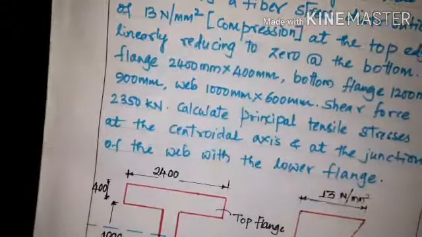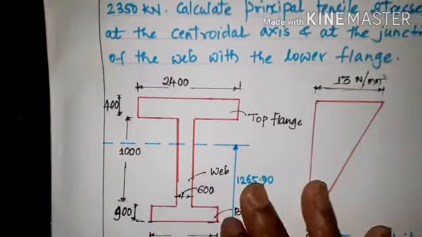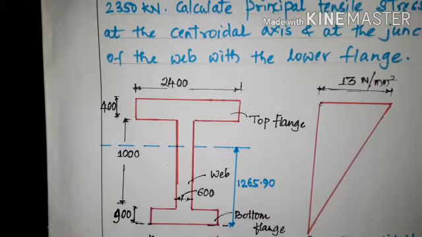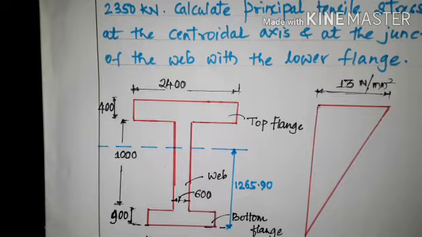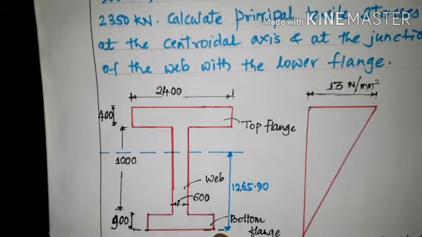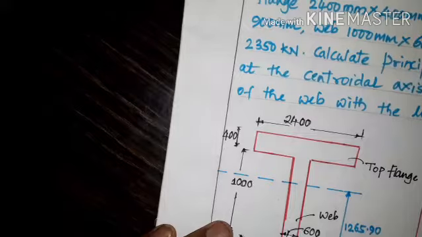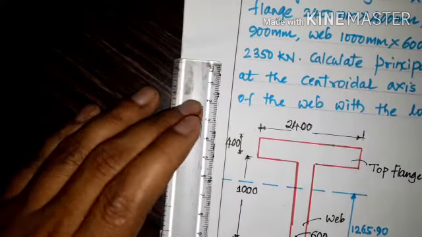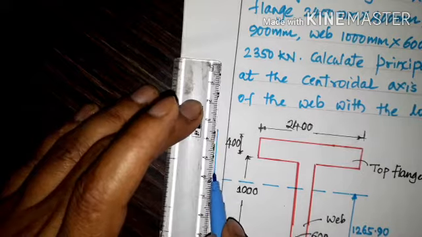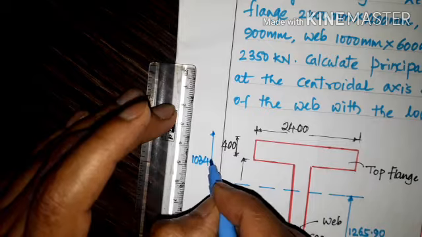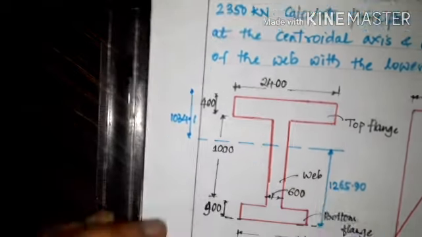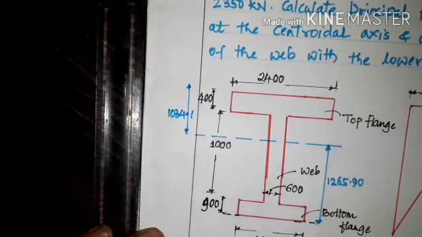And from the top also we can calculate. From the top we will get 1034.1, so I'll locate it here. From the top, the centroidal axis is 1034.1. From the bottom it is 1265.9 and from the top 1034.1.